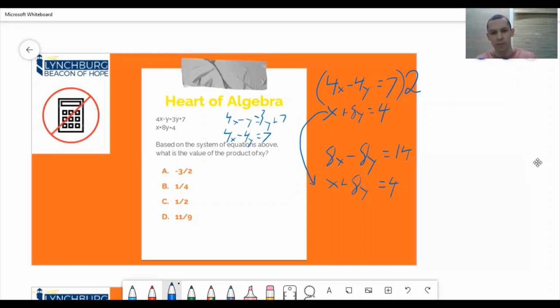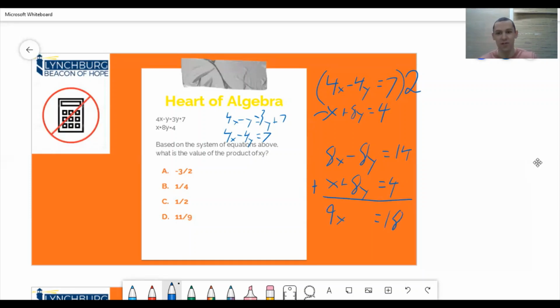Now at this point, like I said, we want to rid ourselves of one of these variables. And now that our y's are opposite values, we're just going to add these two equations together. And then it's just basic addition. 8x plus x, which is 1x, is 9x. -8y plus +8y is just 0, so I'm not even going to bring that down. I'll just leave an empty space there to show that it cancels out. And then 14 plus 4 is 18.